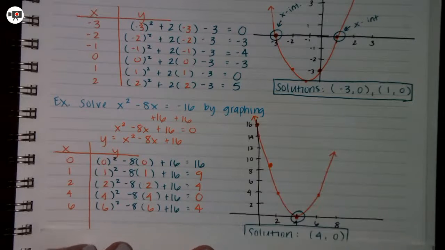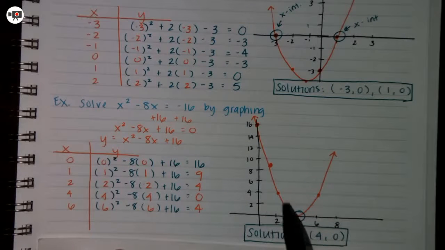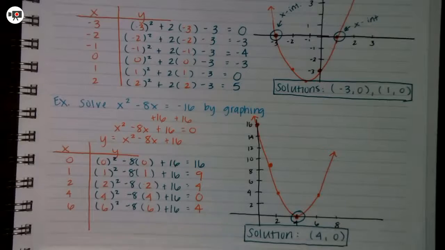So when I graph this one, I see that it just touches at x equals 4, but it doesn't go through. So it only touches it once. So this has one solution, which is (4, 0).